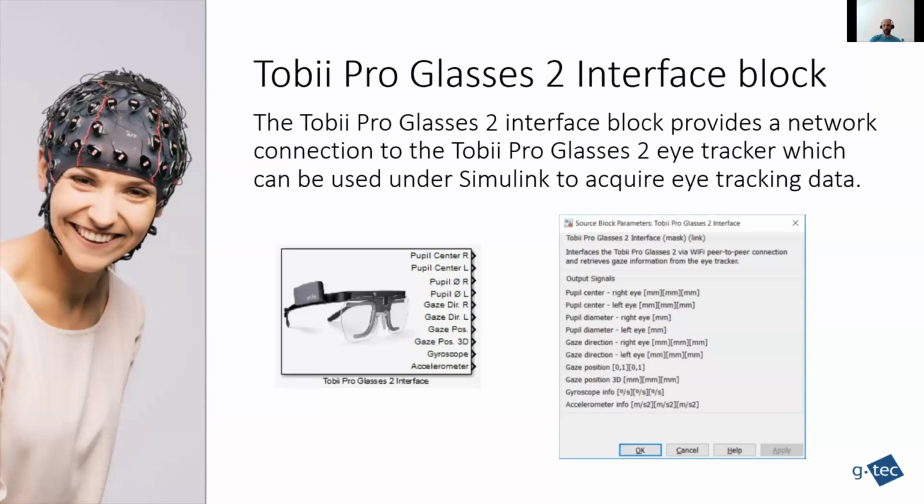For the Glasses 2 interface, we extract all this information that you see here. We extract the pupil center and the pupil diameter for the right and left eye. Same for the gaze direction for the right and left eye. The gaze position, which is a normalized position in the live scene view. And also the gaze position 3D. The other measures that I've talked about before are in the 3D space.